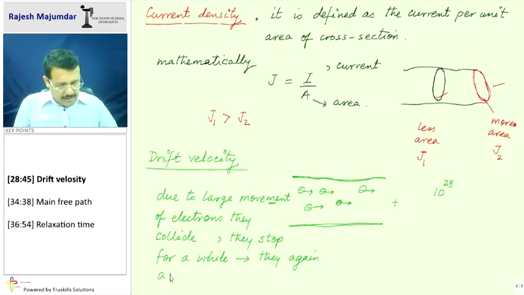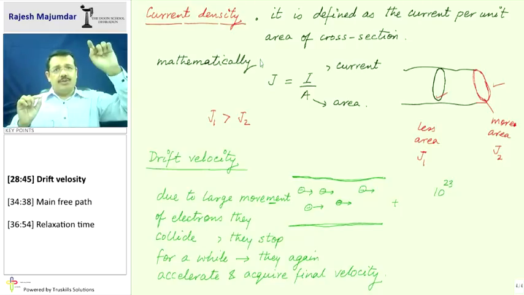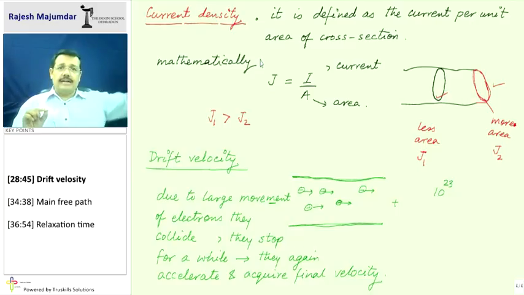They again accelerate and acquire final velocity. So the meaning is their velocity is continuously changing from 0, rising to a value and then again coming to 0, rising to a value, again coming to 0, rising to a value, and so on.